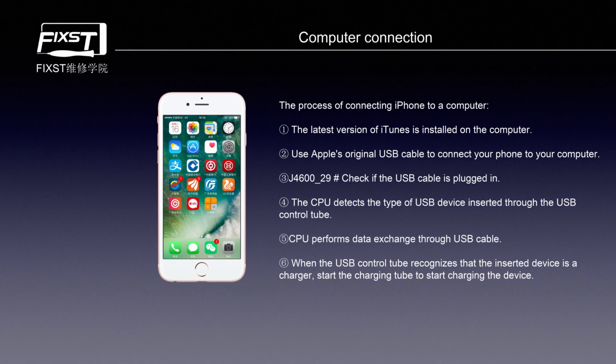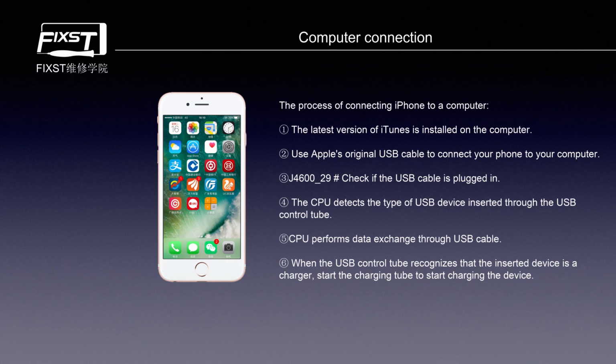The first is that the latest version of iTunes is installed on the computer. And the second, use the Apple original USB cable to connect your phone to the computer. And then the J4600, the 29 disc pin, checks if the USB cable is plugged in or not. And the number 4 is the CPU detects the type of the USB device inserted through the USB control IC.